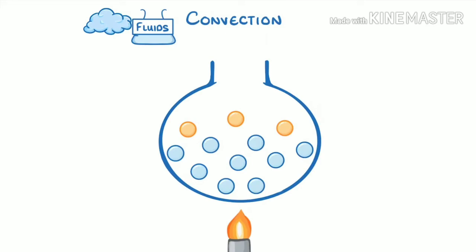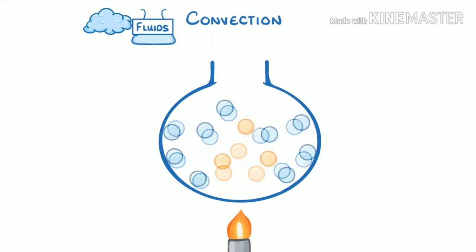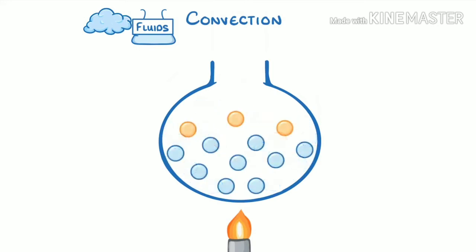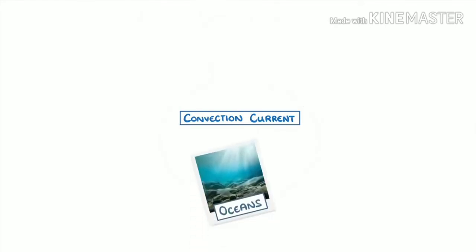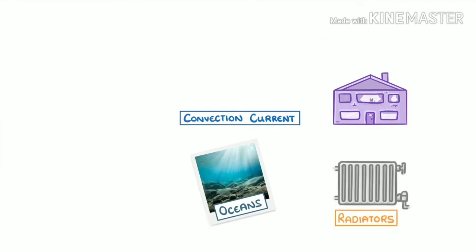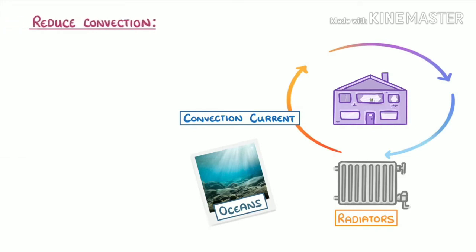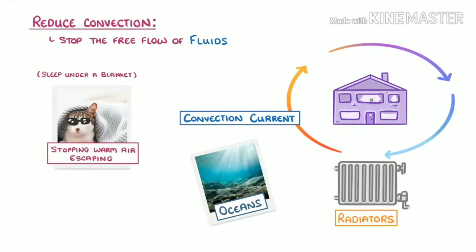While this is happening, the hot particles will lose their energy and cool down. And the cool particles, now at the bottom, would heat up. Because of this, the cycle keeps on repeating for as long as the fluid is being heated. And we call this cycle a convection current. We actually see these convection currents all over the place, from the oceans to inside buildings where radiators warm the air and set off the cycle. On the other hand, to reduce convection, we need to stop the free flow of fluids, which is all we're doing when we sleep under a blanket at night, stopping the warm air from escaping.